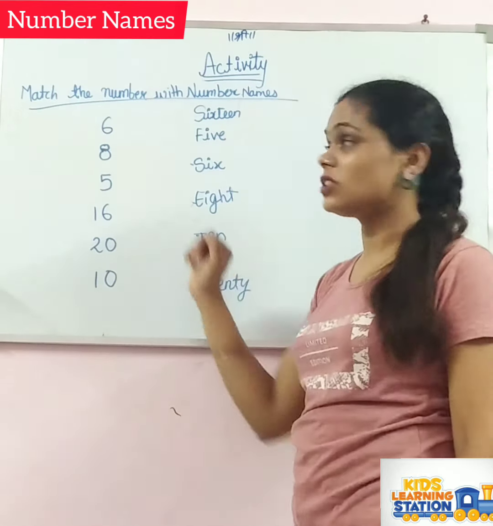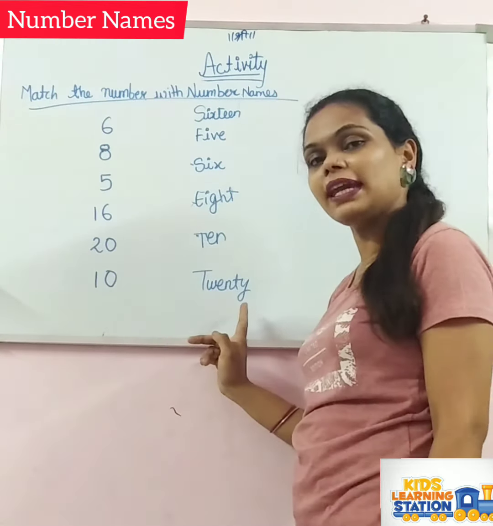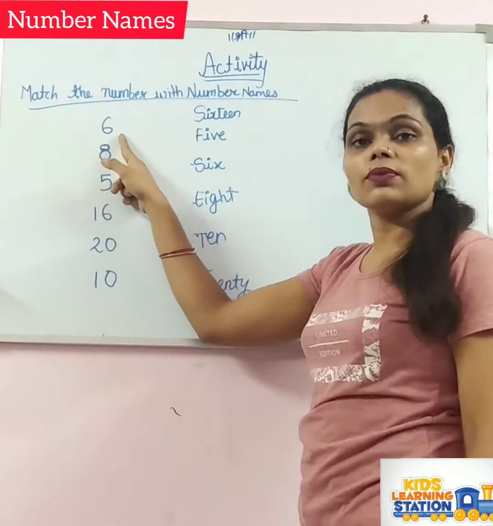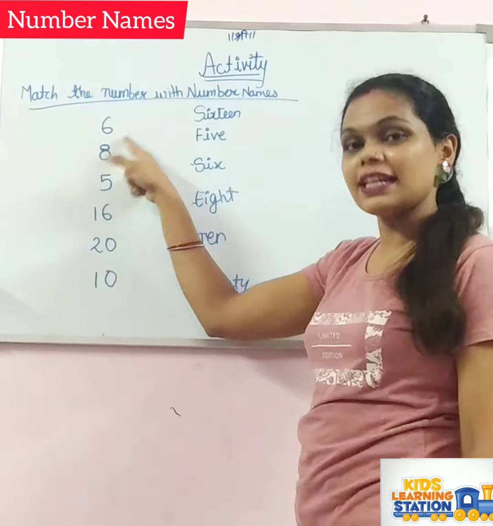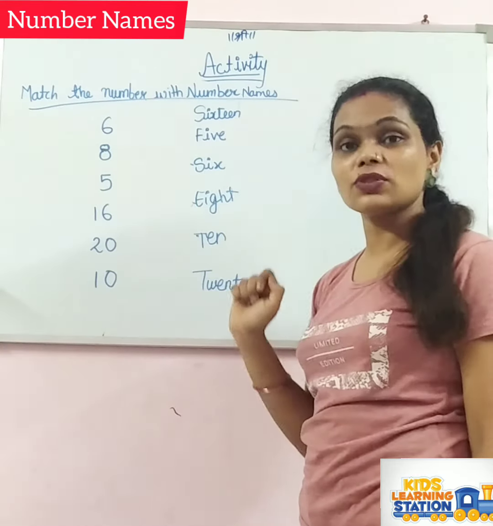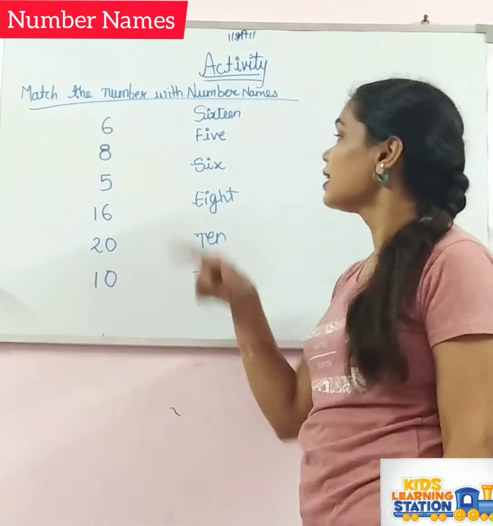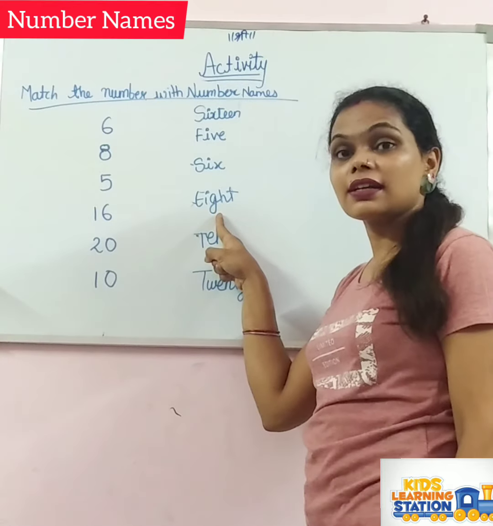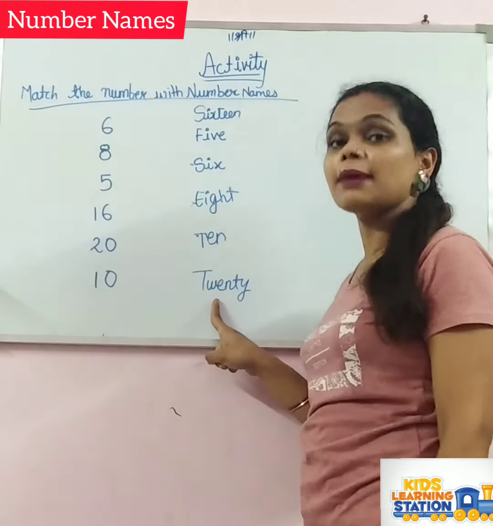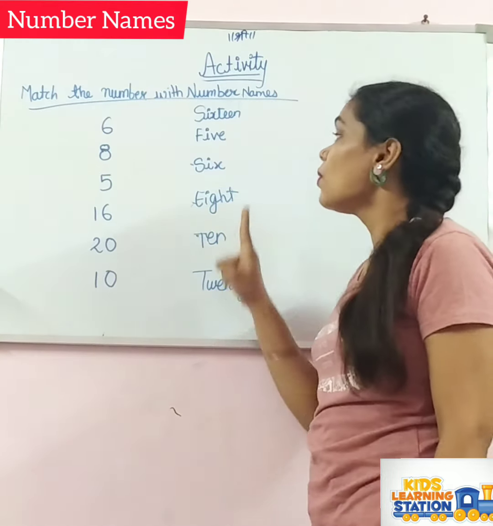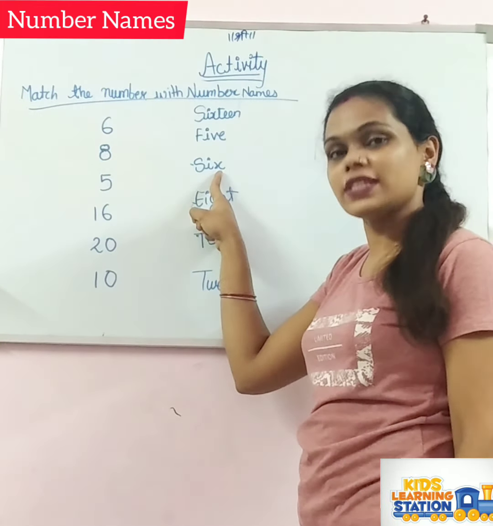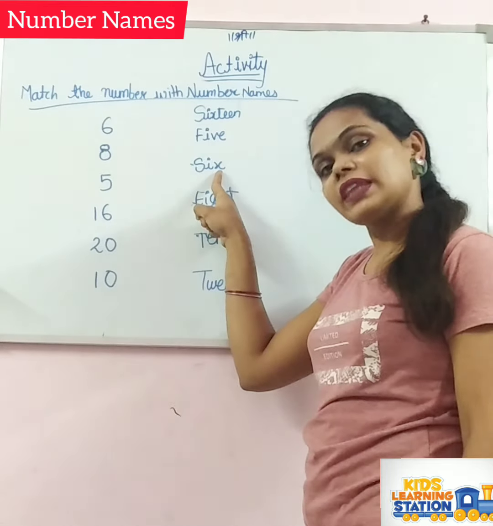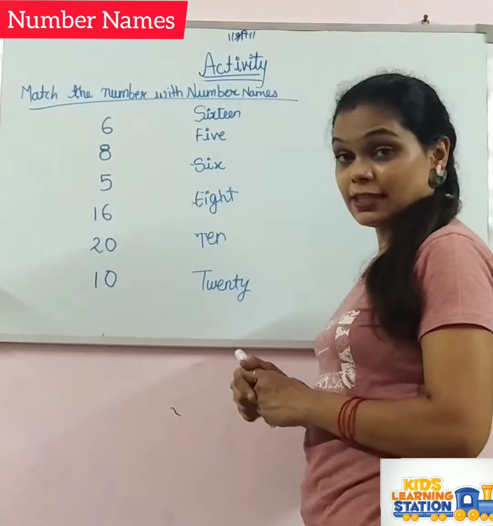We have to match these numbers with the number names. Which number is this? This is the number 6. Where is the number 6 written in the next column? Is this 6? No. Is this the number 6? No. Is this the number 6? Yes. The spelling of 6 is S-I-X, 6. Let's match.